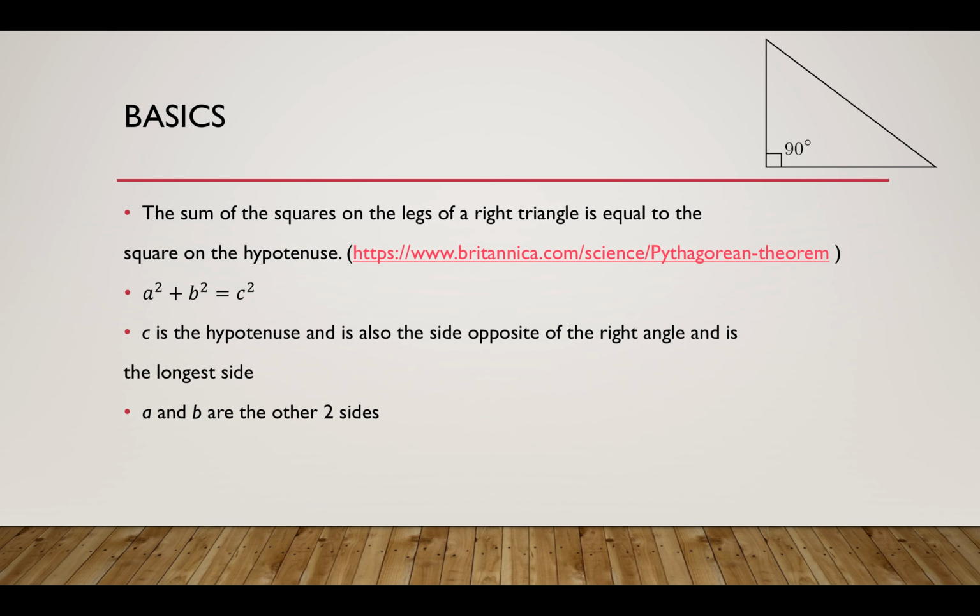So with this, we get the equation a squared plus b squared equals c squared, where c is the hypotenuse and is also the opposite of the right angle. So this is going to be the hypotenuse over here, and it's also going to be the longest side. And then a and b are going to be the other two sides of the right triangle.